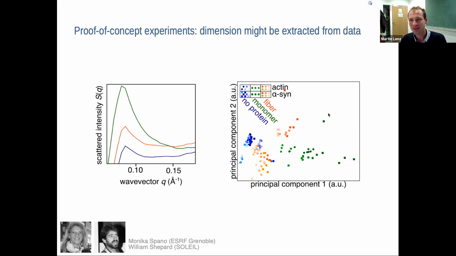And the interesting thing is that the procedure didn't know what was a fiber and what wasn't. But in this principal component plane, what we find is that the fibers go in some region and the monomers in some other region, and the controls in yet another region. And so even though this is not extremely intelligible at this stage, it appears that we have a procedure that would in principle allow you to distinguish between samples that are fibers or not.